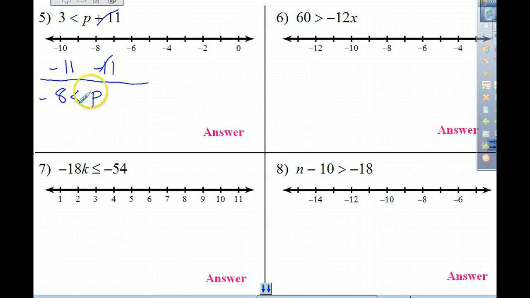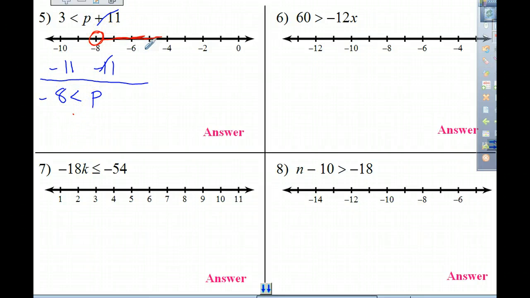Negative 8 is less than all these answers. Now, would 0 work in here? Is negative 8 less than 0? That means 0 is an answer, which means everything to the right of negative 8 is an answer. Now, is negative 8 an answer itself? No. Negative 8 is not less than negative 8. So that's why we use an open circle. Negative 8 itself is not an answer. If there was an equal sign underneath, then we would put a closed circle. But there's no equal sign underneath, so we leave it open.